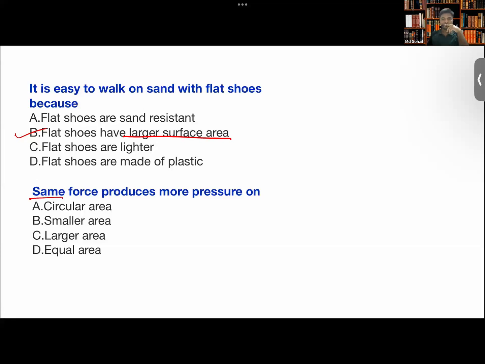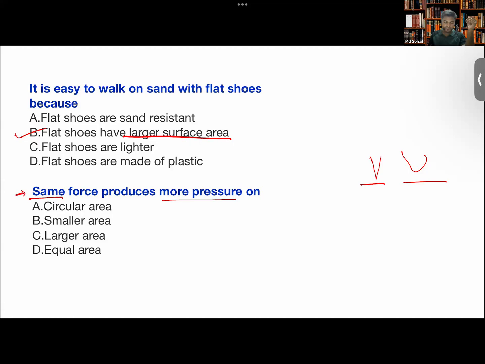Sir, equal area. Exactly. Same force presses. Force produces more pressure. No, the question is more pressure. Oh, okay, sir. Then it's a smaller area. We had an example of this, a blunt knife and a sharp knife. Smaller area, yes sir. The more the pressure, the lesser the area. Exactly.